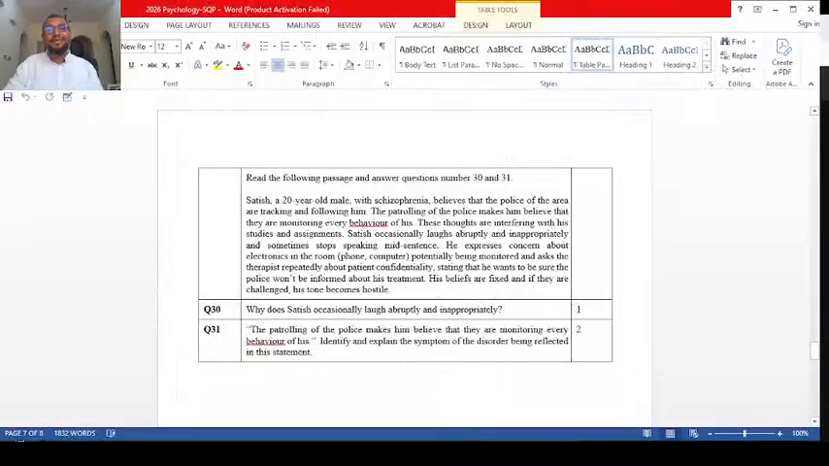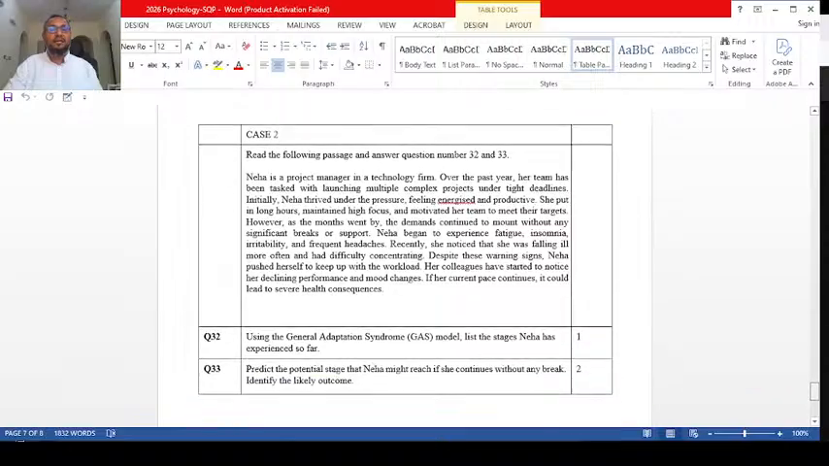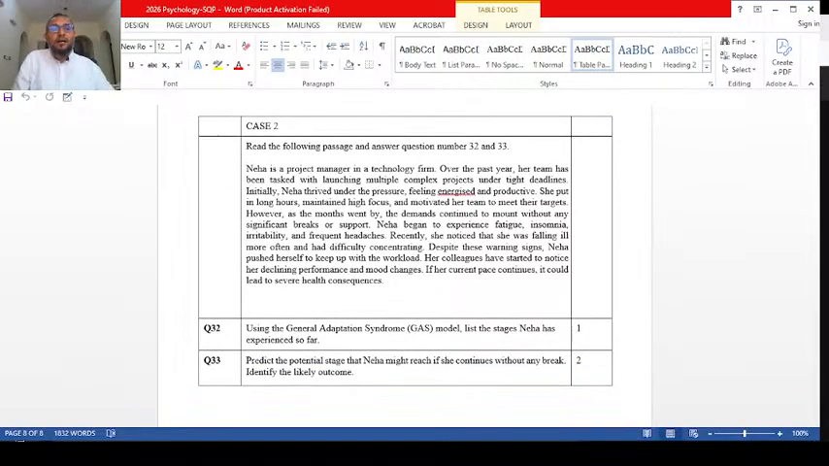Now look at the next case study, my children. You can read this next case study also for your understanding. General adaptation syndrome, chapter 3, meeting life challenges. The first one was chapter 4. Using the GAS model, list the stages Neha has experienced so far. Neha is a project manager. She is already experiencing alarm reaction and resistance, two stages. Predict the potential stage that Neha might reach if she continues without any break.